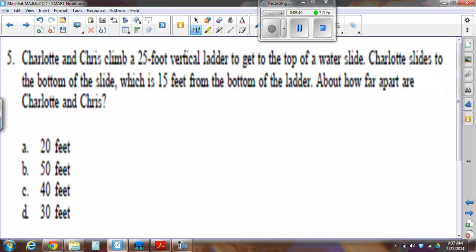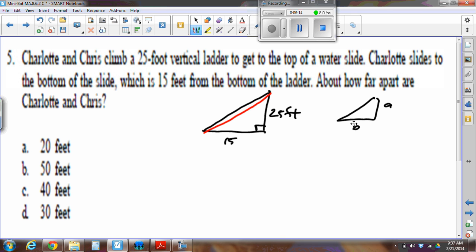Finally, for number 5, we have a 25-foot ladder. They go up by 25 feet. They said they slide down, and that distance from the base to the edge is 15. So about how far apart are Charlotte and Chris? Technically, they're asking you for this distance here, which you'll know going forward that this is a right triangle that's formed when you go straight up and then go down at an angle. That's going to be a right angle. So they're really asking you for, in a right triangle, if you have A and B, we said that across from the right angle must be C. So really all they're asking you for is what is C.